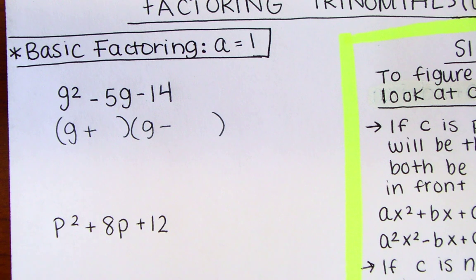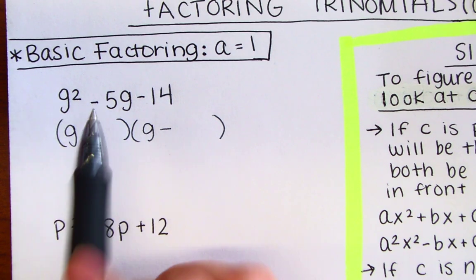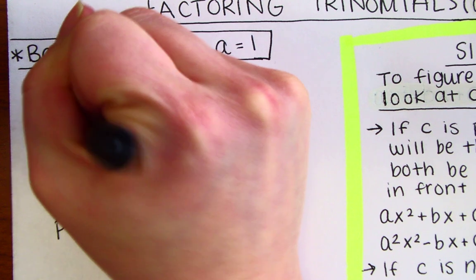And I'm going to put the bigger number, which is the 7, behind the negative. So the 7 goes here, the 2 goes here, and then bam, I'm done.